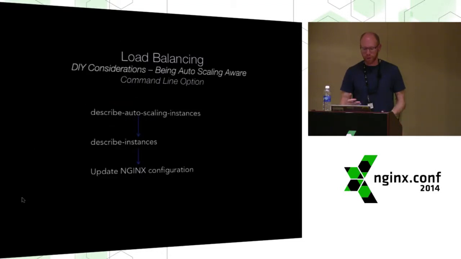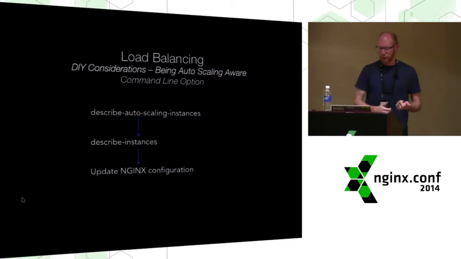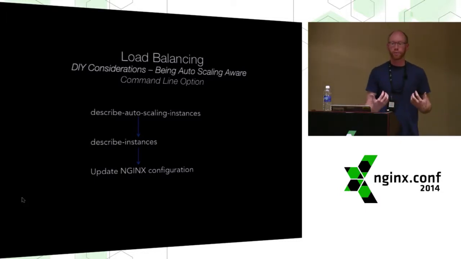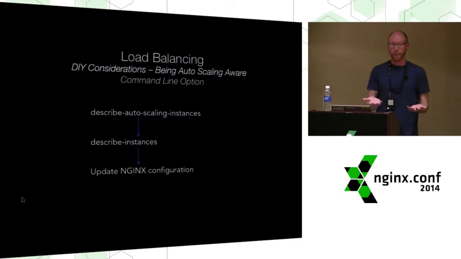So a couple of considerations if you're going to go the do-it-yourself route from a load balancing perspective. And really, the main thing is that Nginx isn't auto-scaling aware. So if you've got an Nginx instance serving as your load balancer, and you've got other application servers behind that configured for auto-scaling, that auto-scaling group's going to scale out, and Nginx isn't going to be aware that there are additional instances that it can now serve traffic to, or even worse, that there are instances that have left the fleet and it can't serve traffic to them anymore.